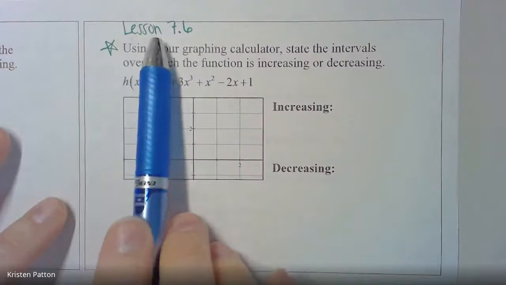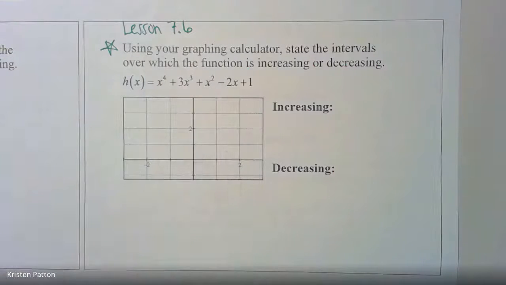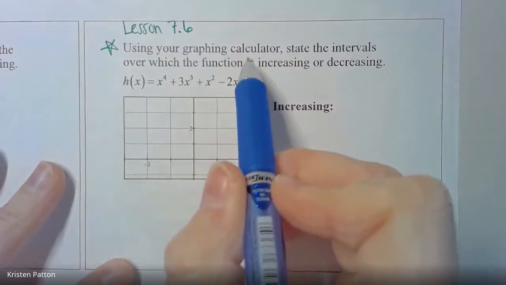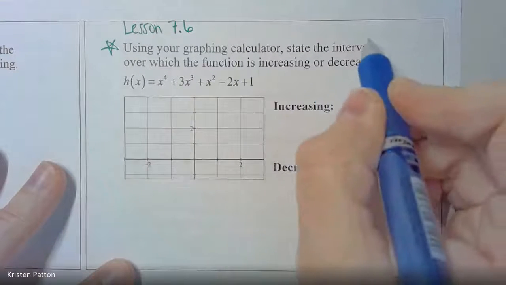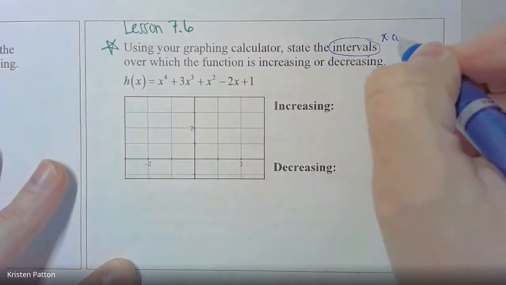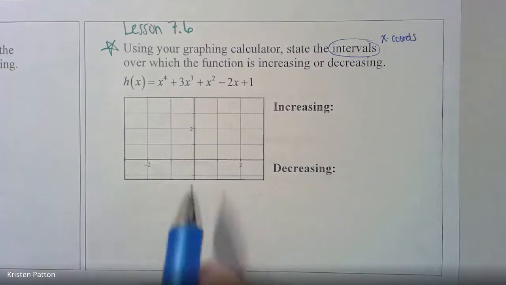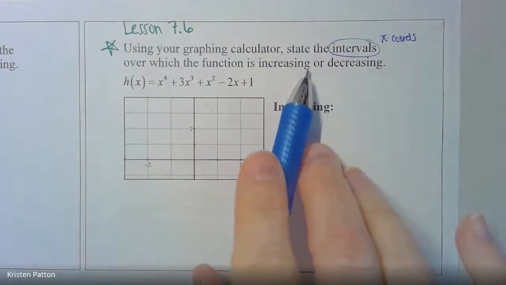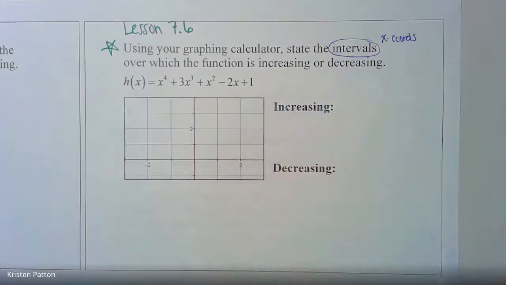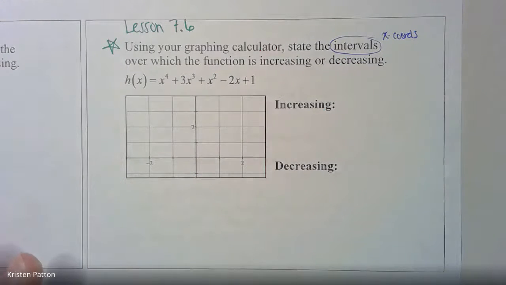Again, we're going back to lesson 7.6. I thought it was important that we catch up on this. So using your graphing calculator, state the intervals. Remember, we're using interval notation, and interval notation is looking for x values. And I want to know where the function is increasing and decreasing. So I think the first thing we should do is sketch the graph. And that's what we're going to use our calculator to do.